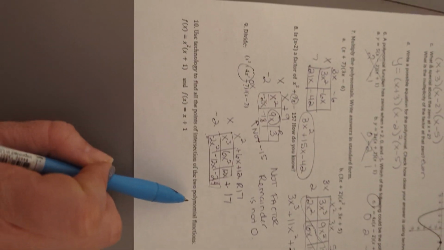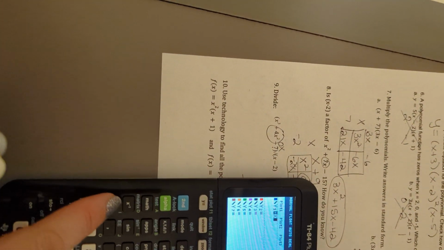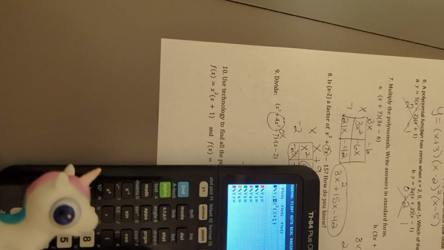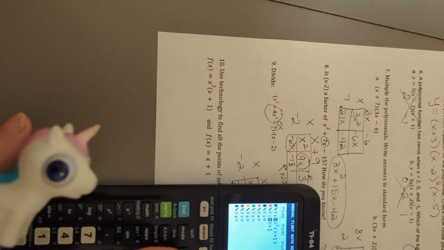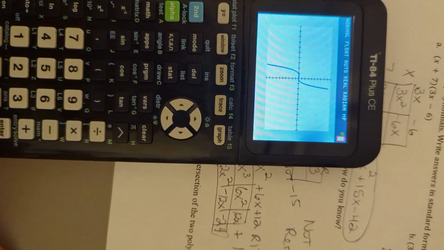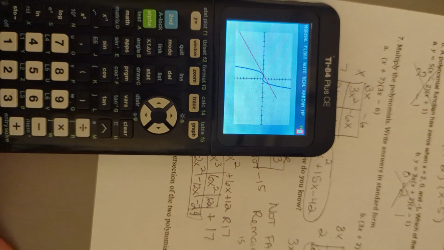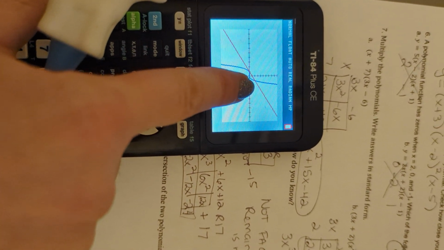Use technology to find all the points of intersection. So in your y equals menu, you're going to put in x squared times x plus 1 into your y1, and you're going to put x plus 1 into your y2, and you're going to see where they intersect each other. You might be able to just tell on the graph. So it looks like they have 2 intersection points, one here and one here.